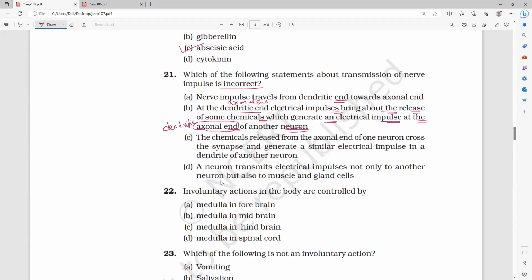Next statement: the chemicals released from the axonal end of one neuron cross the synapse and generate a similar electrical impulse in a dendrite of another neuron. That picture also I have shown you. So what is the correct answer? Anybody? Please respond, all of you. Option B, sir. Please see that. The book also you will be having it.